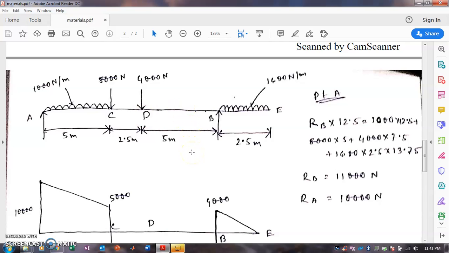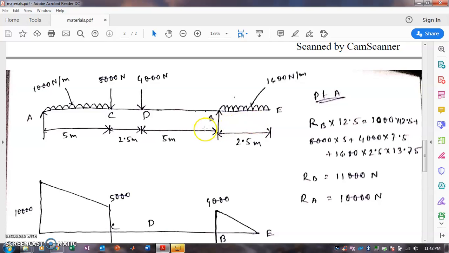Following the same procedure, we need to calculate the reaction forces at the two supports. At first we take moments about point A, considering all the forces except RA. Only RB is upwards, so it will create an anticlockwise moment, and all the other forces are acting downwards, so they will create a clockwise moment. So the moment due to RB equals the summation of moments of all the forces.